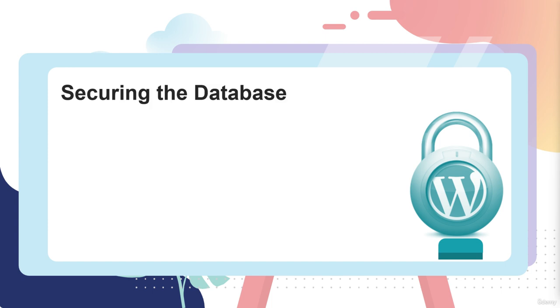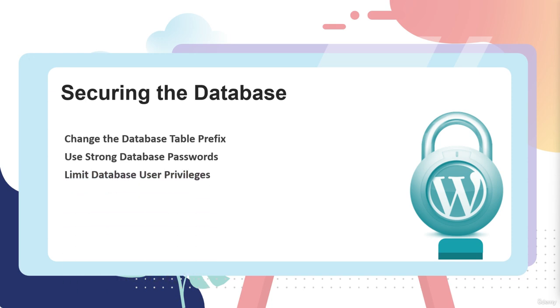Now securing the database. First of all, change the database table prefix. Use a unique prefix instead of the default wp_. You can set this during installation or change it manually in the wp-config.php file and the database. Second one is use a strong database password. Ensure your database user has a strong and unique password. The third one is to limit database user privileges. That means only grant necessary permissions to your WordPress database users. These measures make it harder for attackers to exploit database vulnerabilities.